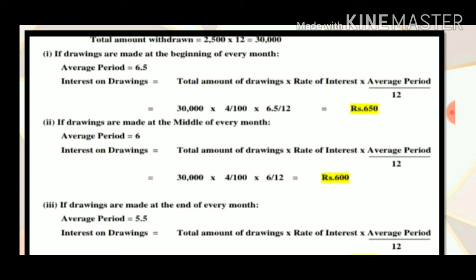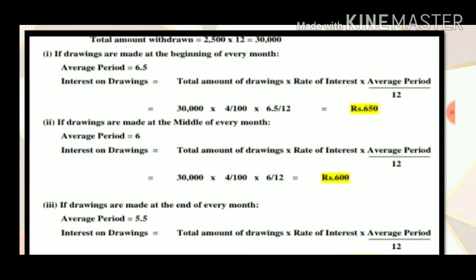Then second case, if drawings are made in the middle of every month. Middle means what? In 6 months, in between. So the average period is 6 months. Interest on drawing is total amount of drawings into rate of interest into average period divided by 12. The total amount is already found, 30,000 into 4 by 100. Then for the middle, the table shows beginning is 6.5, middle means 6 months, and end is 5.5. So in this problem, middle: 6 by 12. We get rupees 600.